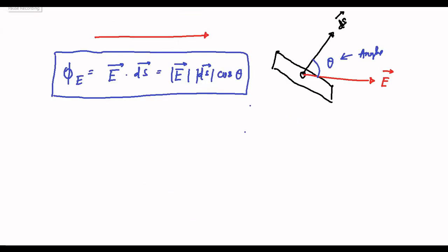So here is the formula of electric flux as we have discussed previously. What will be the SI unit of electric flux? As we all know, the unit of electric field is Newton per Coulomb, and the SI unit of area is meter square. So the SI unit of electric flux will be Newton meter square per Coulomb. This will be the SI unit of electric flux.